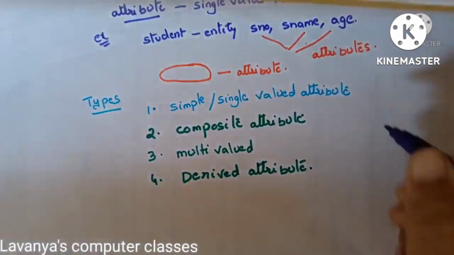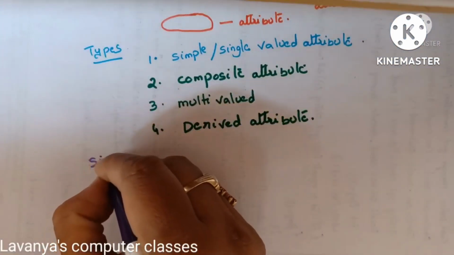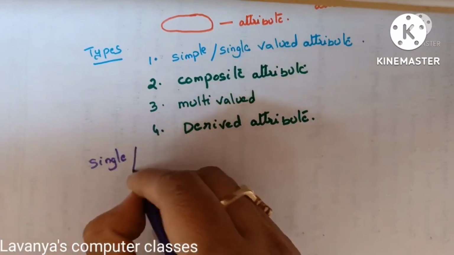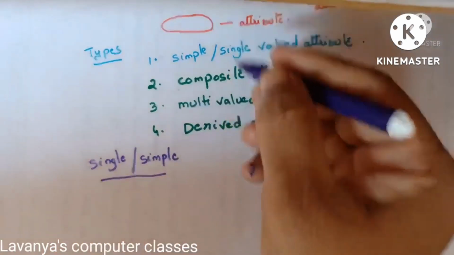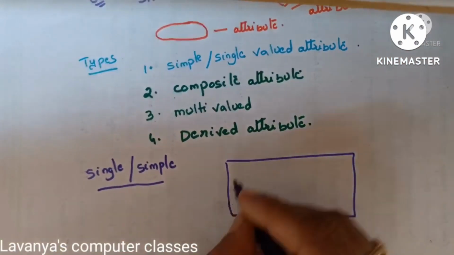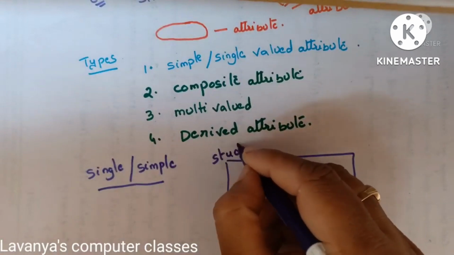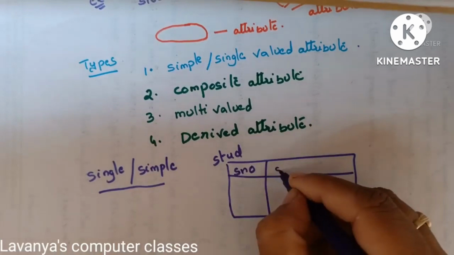So these are all the types of attributes: single valued or simple valued, composite, multi-valued, and derived attribute. Now we'll explain each one. First, what is a single valued or simple valued attribute? Single valued means it takes only a single value at a time. Simple valued means the attribute is not possible to divide into subparts.